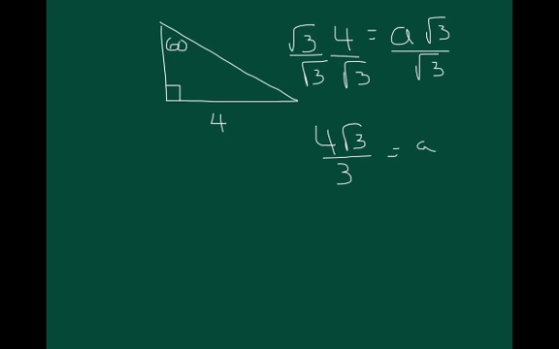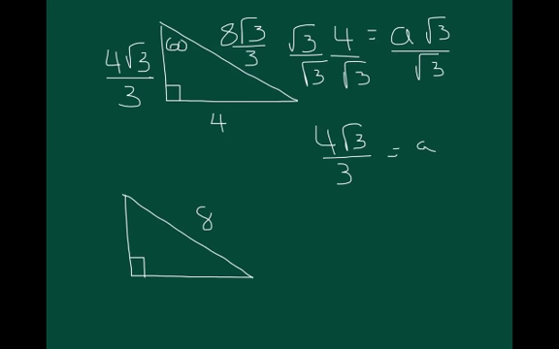It's a pretty good shortcut that whatever the side opposite the 60 degree is, you can multiply by root 3 over 3 to find a. Now to get this hypotenuse, we just double that, and we get 8 root 3 over 3.